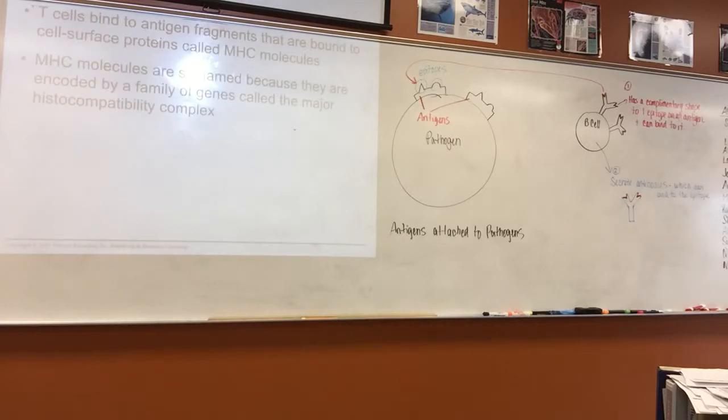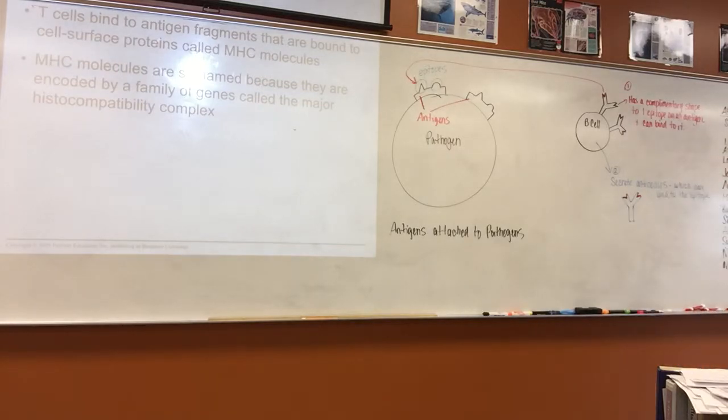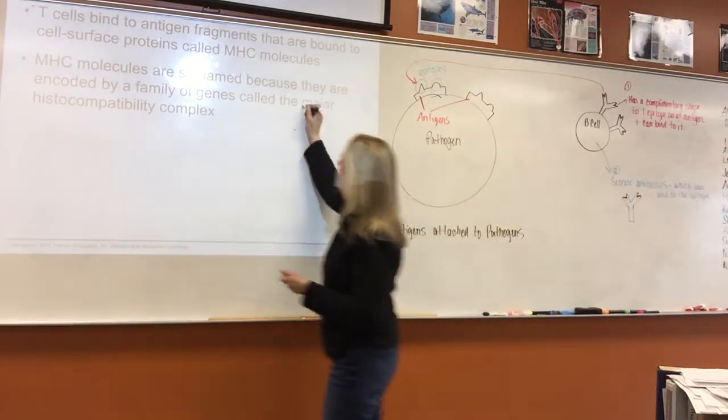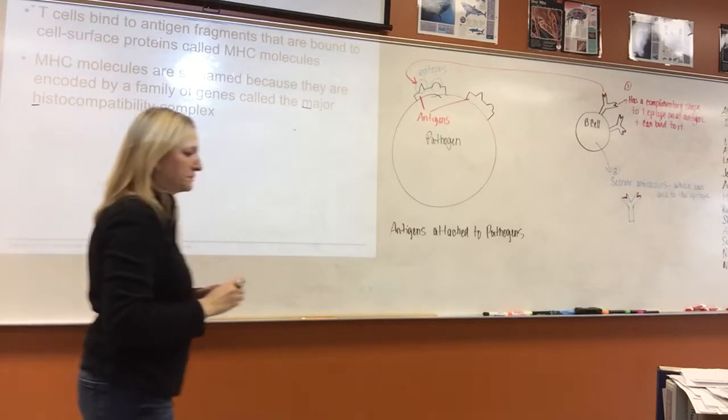All right, so what happens is the T cells, and how they're different than B cells. T cells bind to antigen fragments that are bound to cell surface proteins called MHC molecules. MHC molecules are so named because they are encoded for by a family of genes called the major histocompatibility complex. That's where the MHC comes from.